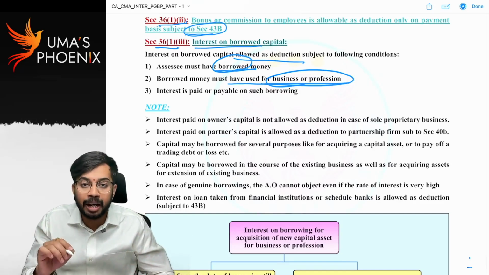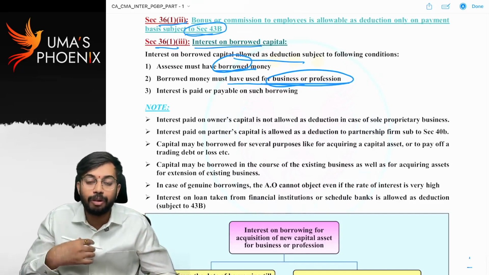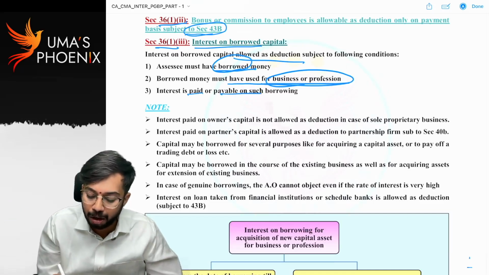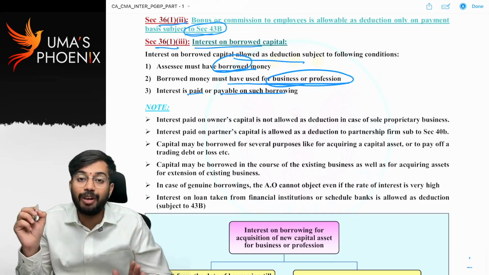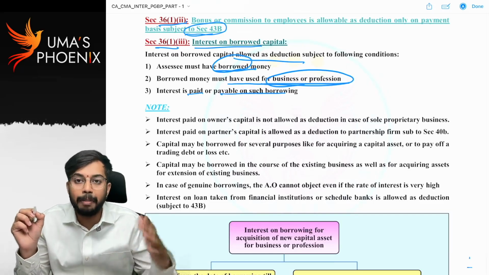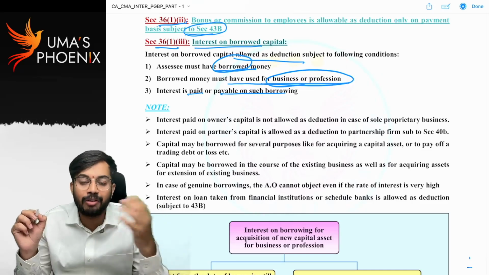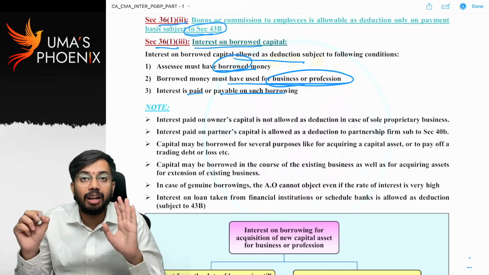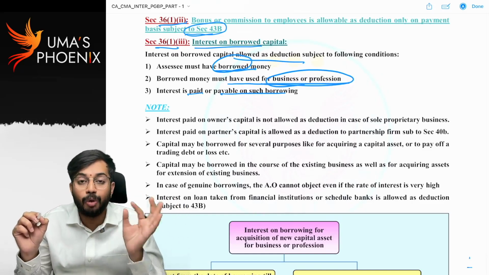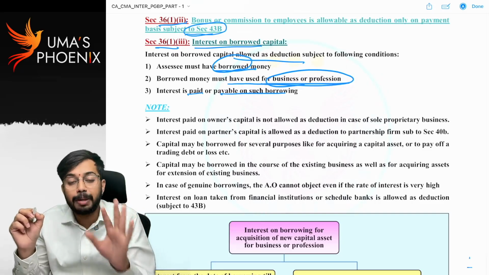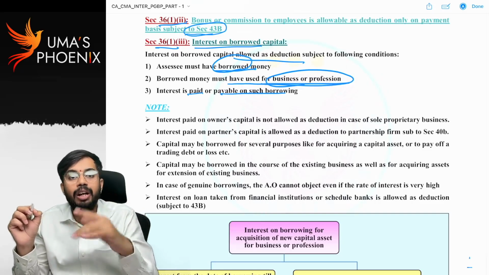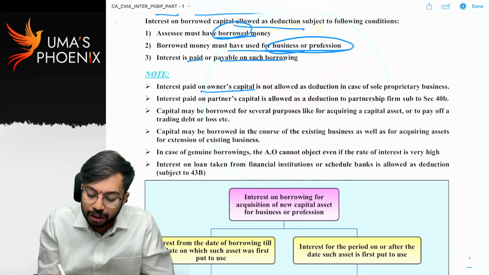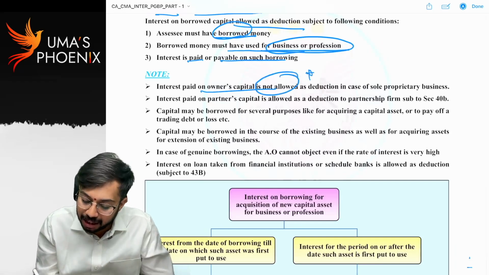In case of a sole proprietary concern, interest paid to the owner himself is notional interest, and that is not allowed as deduction. Interest must be paid or payable on such borrowing. Only if interest is paid, then only interest is allowed as deduction. Like, my best friend gave me a 10 lakhs loan when I asked, but I did not pay any interest to him. If I do not pay any interest, I am not eligible to claim expenditure. Only if interest is paid for business purpose is it allowed as expenditure. So for a sole proprietary concern, interest on owner's capital is not allowed as deduction.